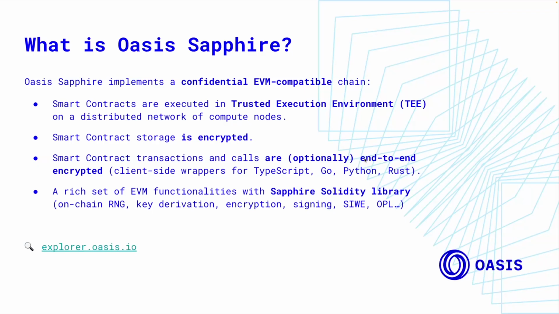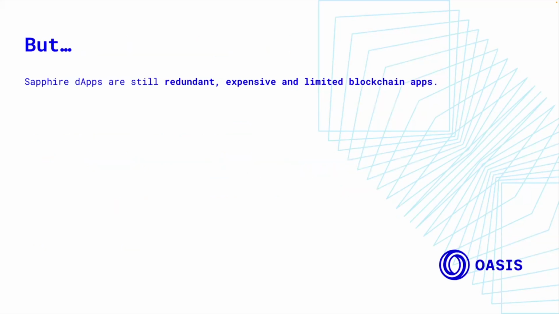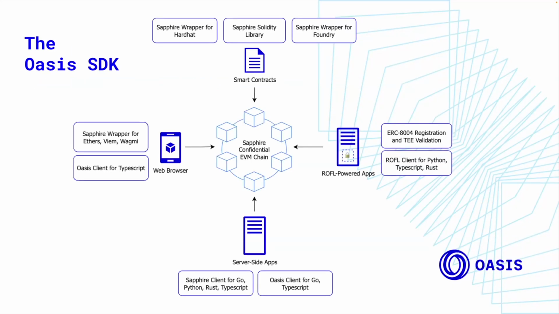Like this, you have a confidential EVM, and we also have some threshold precompiles for key derivation and encryption, and also the connection to the ROFL powered apps. I will come to that in a minute. But if you only use the Sapphire part, you will still be limited by the normal blockchain constraints. So that's why we have the ROFL powered apps.